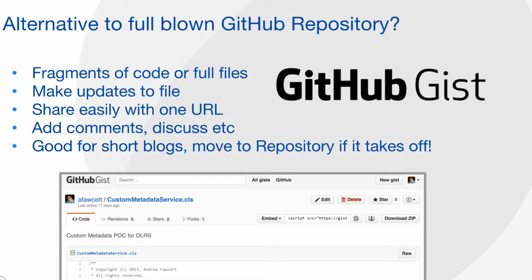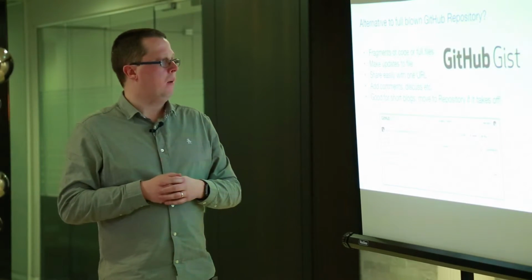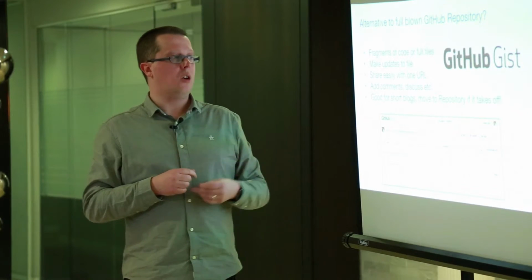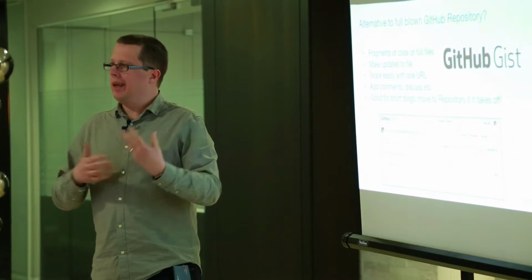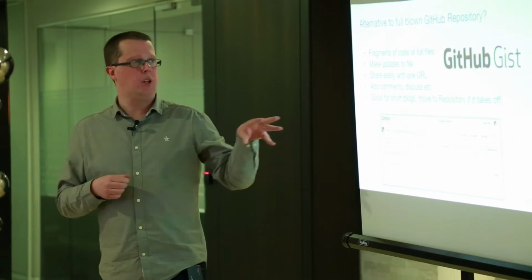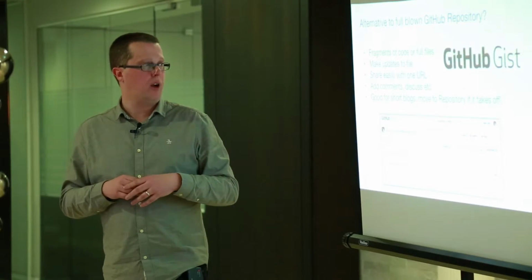You literally go to the website, paste in your code, and it'll give you a URL you can put on your blog to share the code. And you can also update that code afterwards, and you can see revision history behind it. So it's good for short blogs. You can always move it to a repository later. So if you're not sure about GitHub and managing all that stuff, GitHub Gist is a good starting point for you to host some of your code fragments.